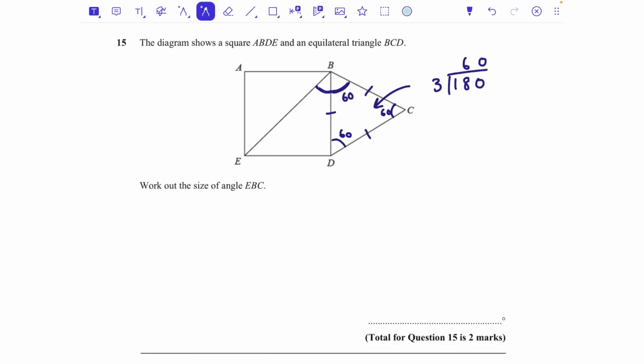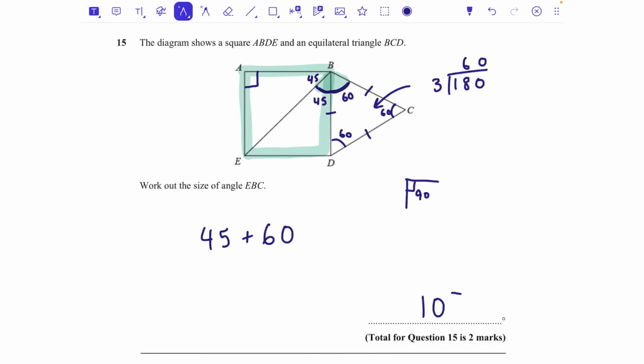Now, ABED is a square. So we know that in each of the corners, we have a right angle. And because this line is cutting it diagonally, it's 45 degrees on each half because I've taken a right angle, which is 90 degrees, and divided it equally in 2. So that means the bit that we're looking for, which is this section here, is just 45 degrees, add 60 degrees, and that's 105 degrees.